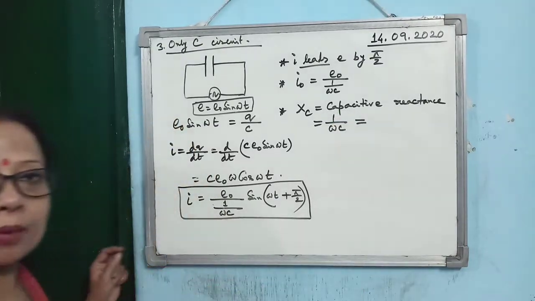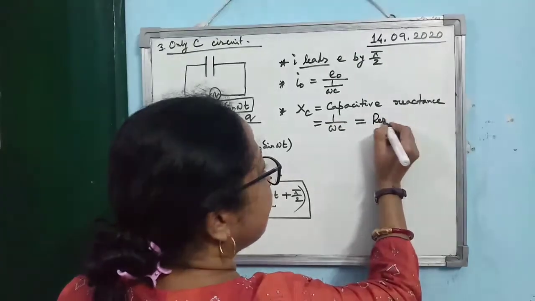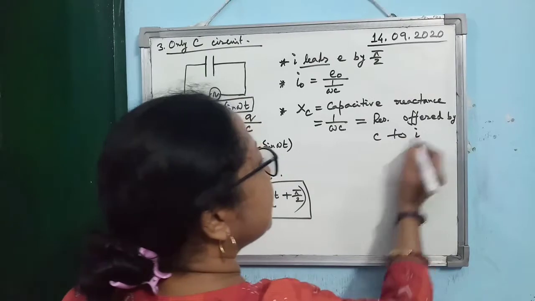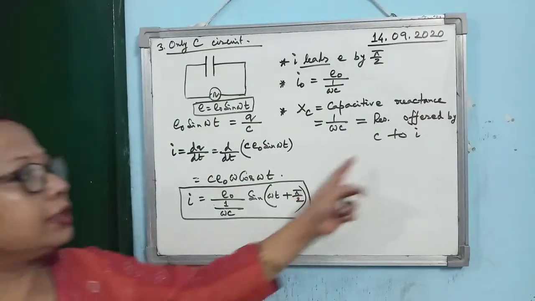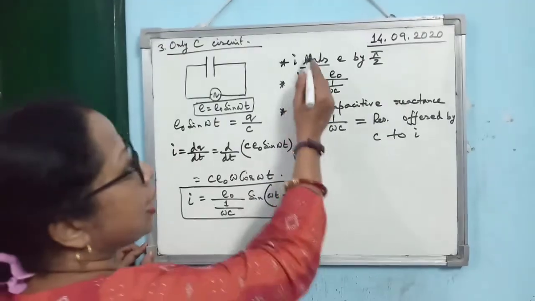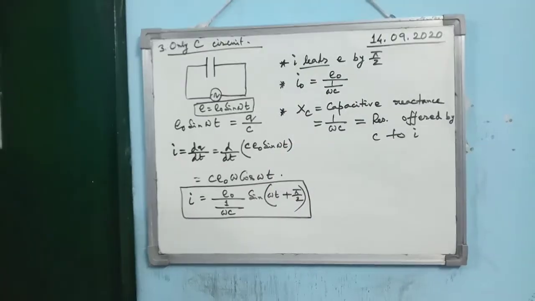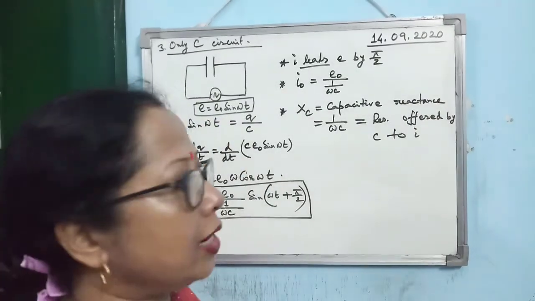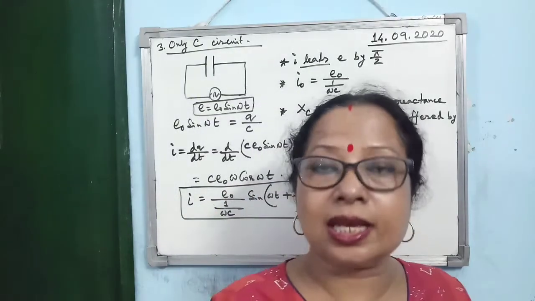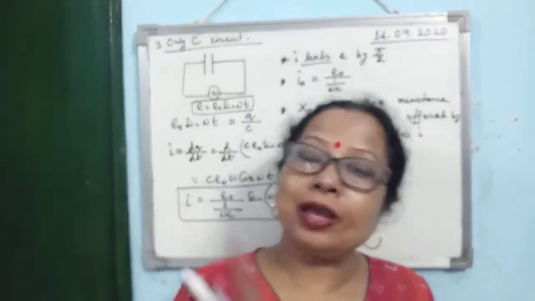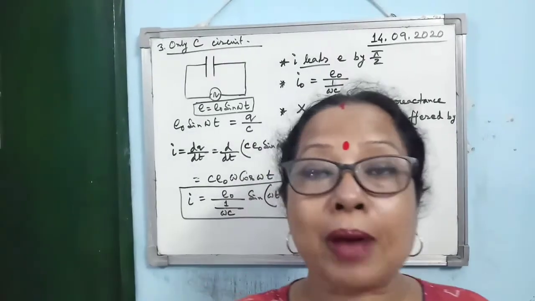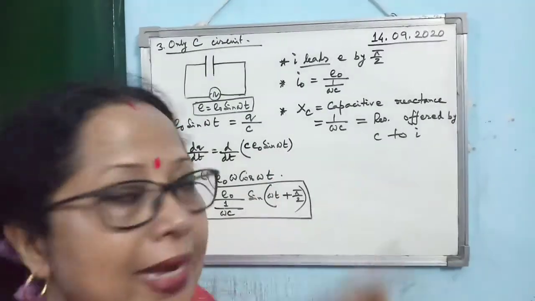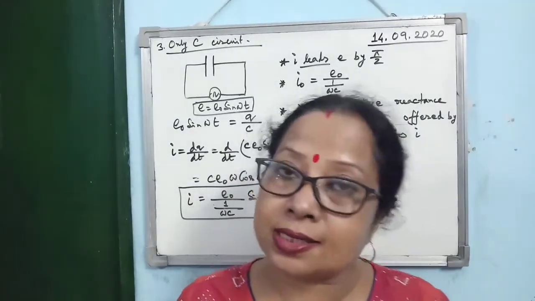And what is the meaning of capacitive reactance? It is the resistance offered by C to I, by the capacitor to the alternating current. Alright. So these are the three important points you are supposed to learn and remember with the only C circuit. I repeat it, that current leads EMF by an angle pi by 2 and peak value I0 is given by E0 by 1 upon omega C, whereas 1 upon omega C we denote it by XC, which is known as capacitive reactance.